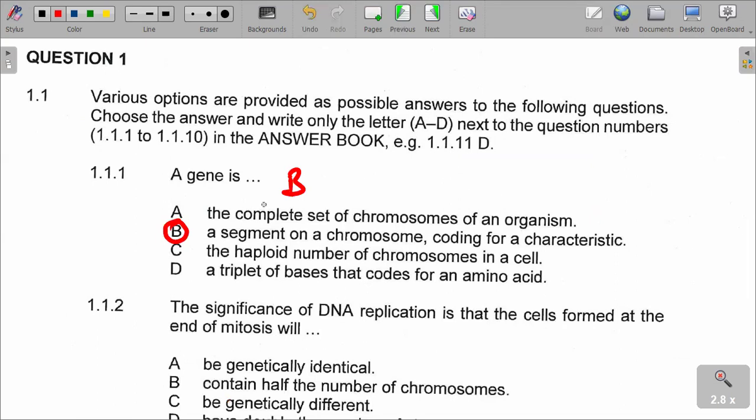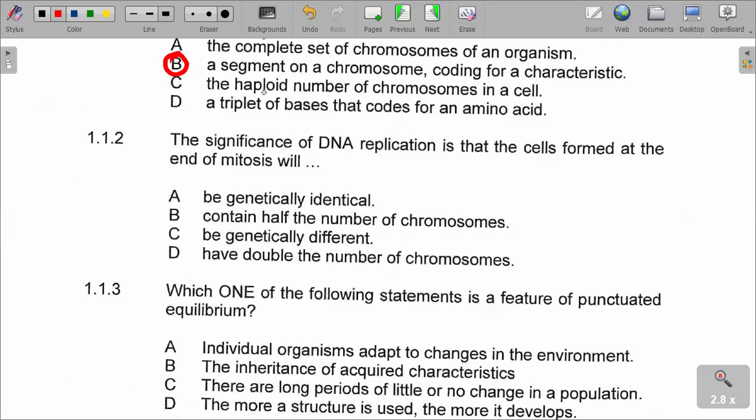Haploid number of cells is half the number of chromosomes, that is one set of chromosomes from either the maternal or paternal side. A complete set of chromosomes of an organism is something else, which we refer to as the karyotype. But our answer is B.